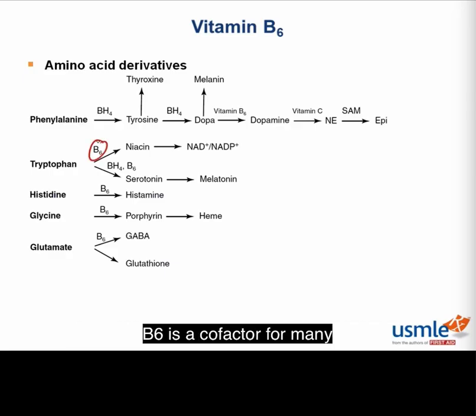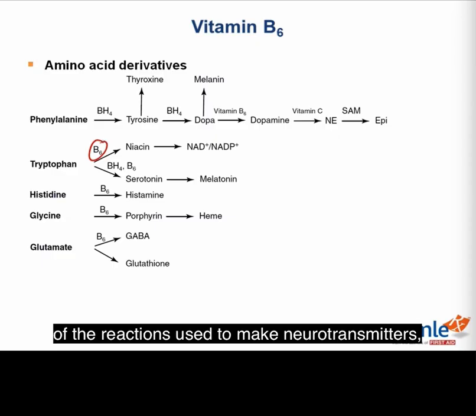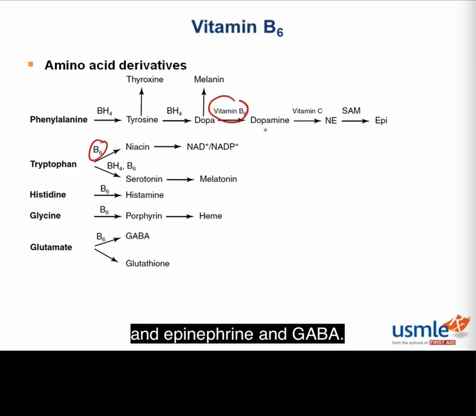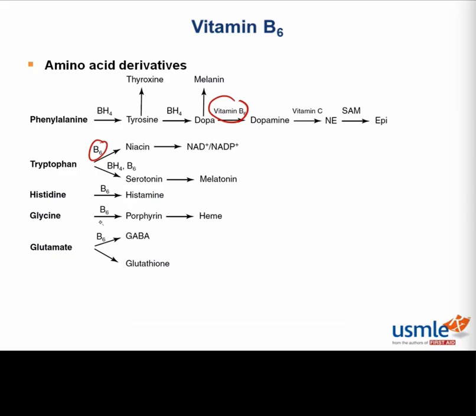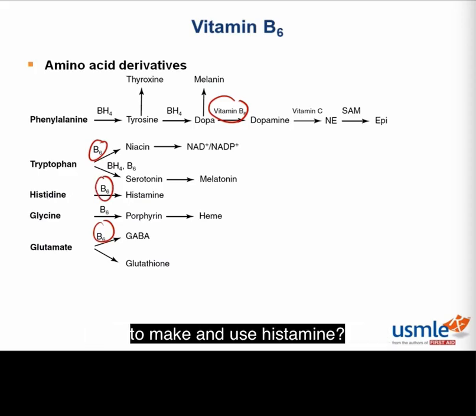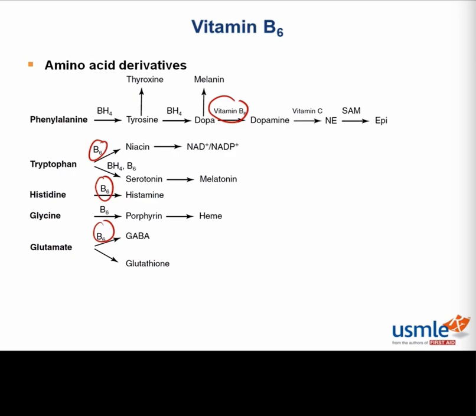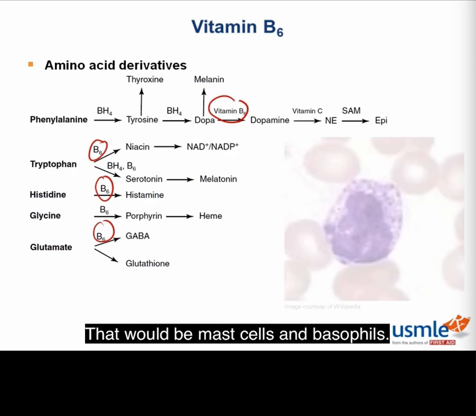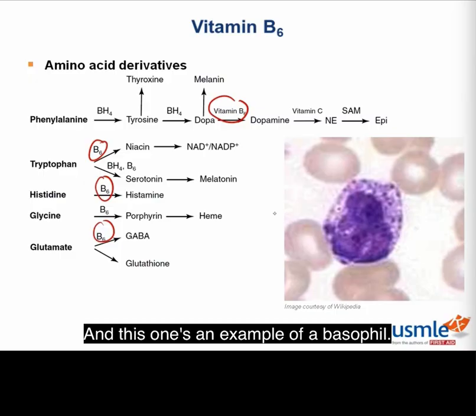B6 is a cofactor for many of the reactions used to make neurotransmitters, including dopamine, norepinephrine and epinephrine, and GABA. The last role I'll cover for B6 is that it's used to convert histidine to histamine. Do you remember the two types of cells to make and use histamine? That would be mast cells and basophils, and this one's an example of a basophil.